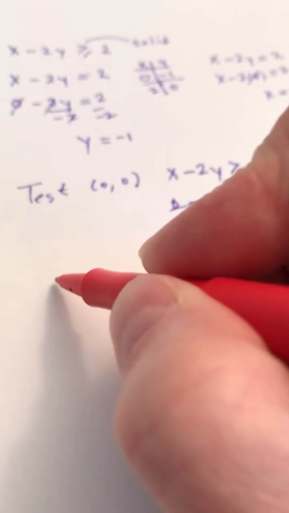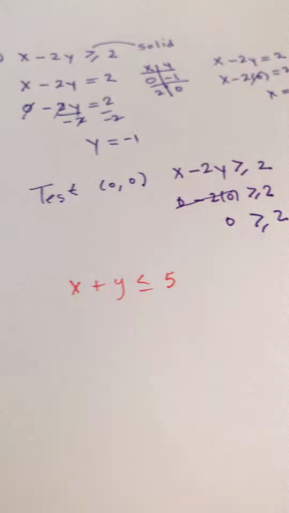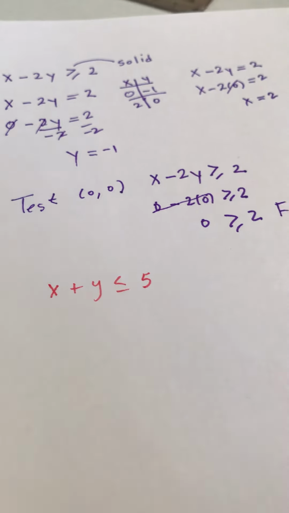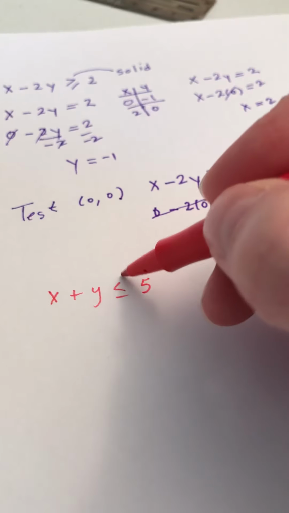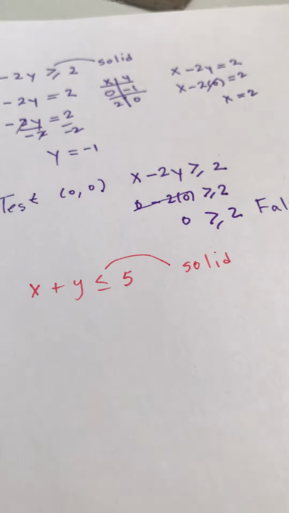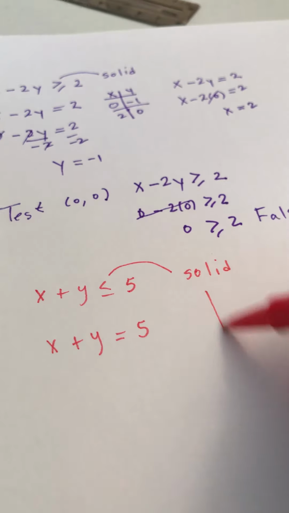Now let's look at the second one. The second one is x plus y less than or equal to 5. And it's a system, so they're going to be plotted on the same xy coordinate system. And it's solid. Then I'm going to look at x plus y equals 5.